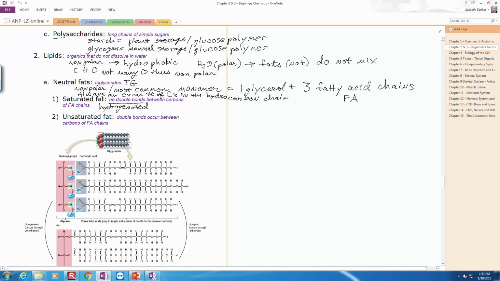If it's an unsaturated fat, it means it does have double bonds occurring between the carbons of the fatty acid chain. Another name for that would be dehydrogenated, because there's less hydrogen.